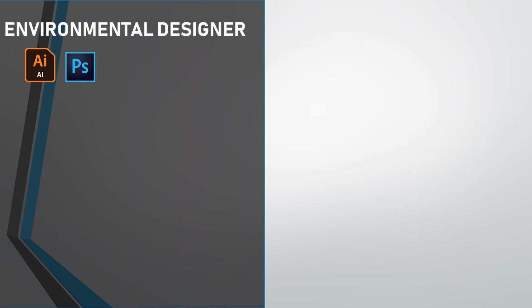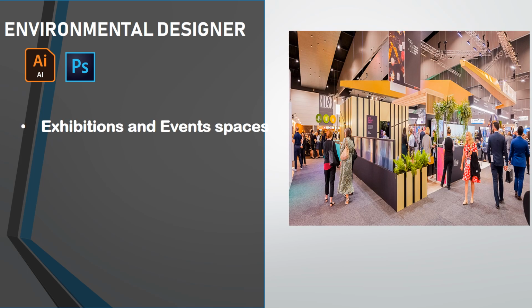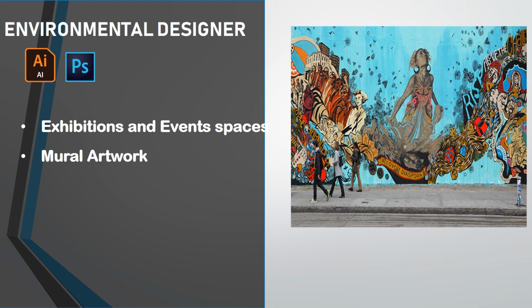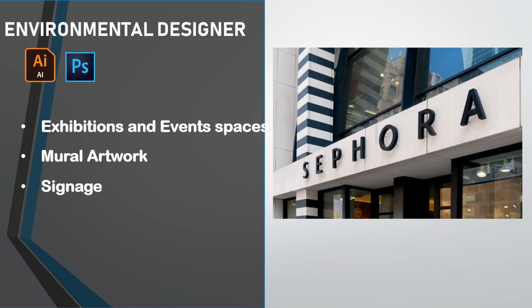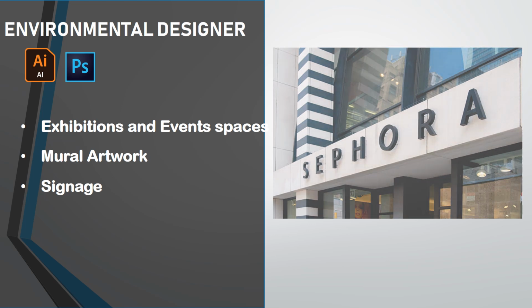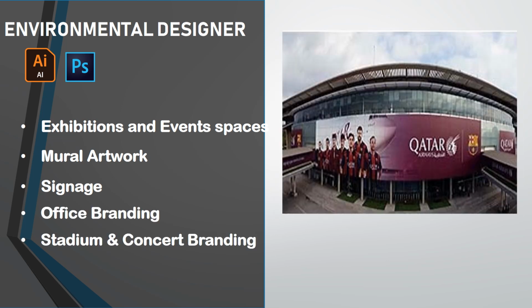Next is environmental designers. This works with the architecture and environment to make spaces more attractive and efficient for people to move around. In all aspects, knowledge of architecture, interior design, and industrial design is needed, as well as landscaping. The skills you will need in this career are Adobe Illustrator and Photoshop. Examples include exhibition and event spaces, mural artwork, signage, which is also nowadays digital, office branding, and stadium and concert branding.